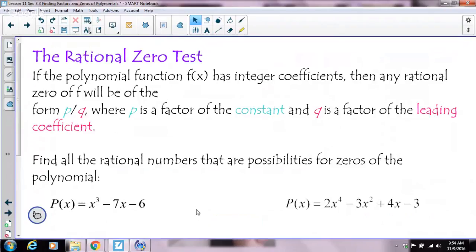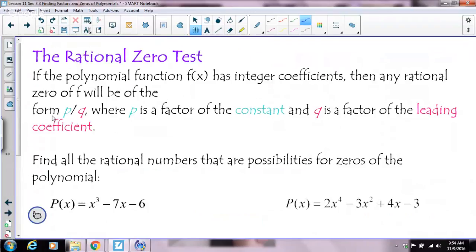So the rational zero test says, if the polynomial function f of x has integer coefficients, then any rational zero of f will be of the form p divided by q, where p is a factor. How do you find factors? Factors are numbers that you multiply. If you do FOIL or the box method, you need all of them. So what are the factors of 8? 1 times 8, 2 times 4, so multiplication.